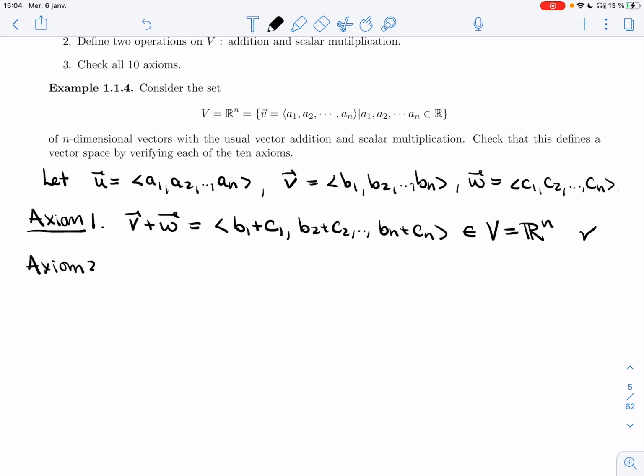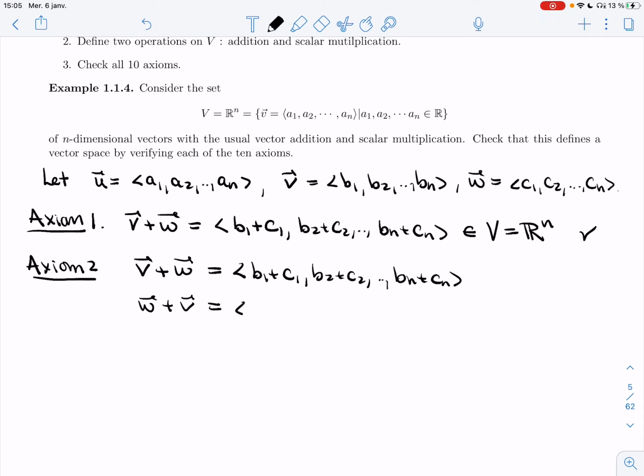Axiom 2. In axiom 2, I need to compare v plus w and w plus v and check that I get the same thing. All right, so v plus w, we have it right above. I have b's then c's. If I do w plus v, I'm going to get the c's first, the b's second. Oh, sorry. It's hard to not copy what I have right above. All right, so c2 plus b2, ..., cn plus bn. Almost did it again.